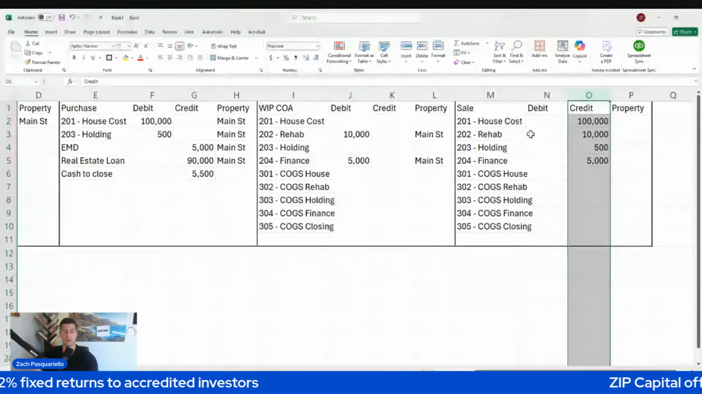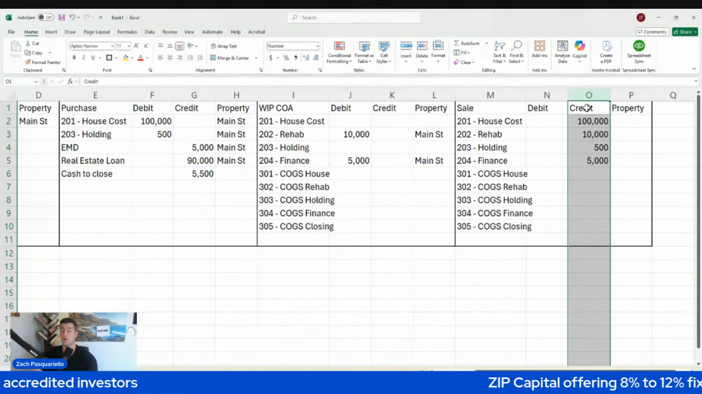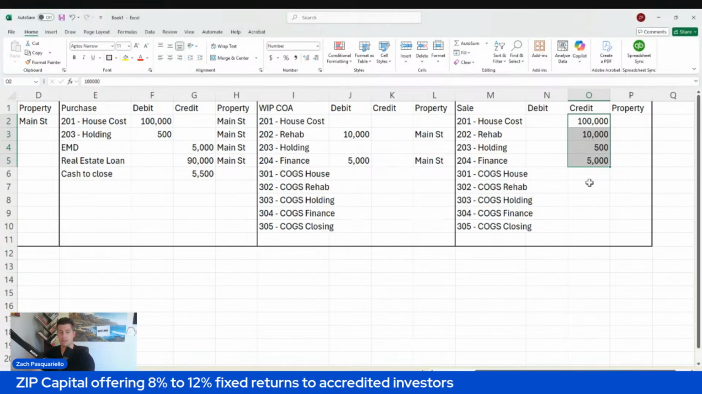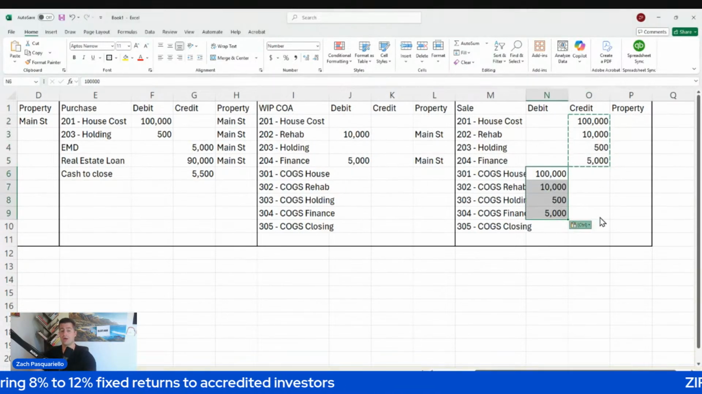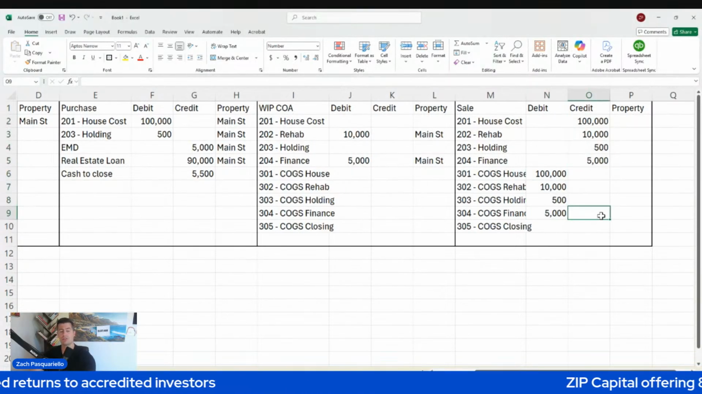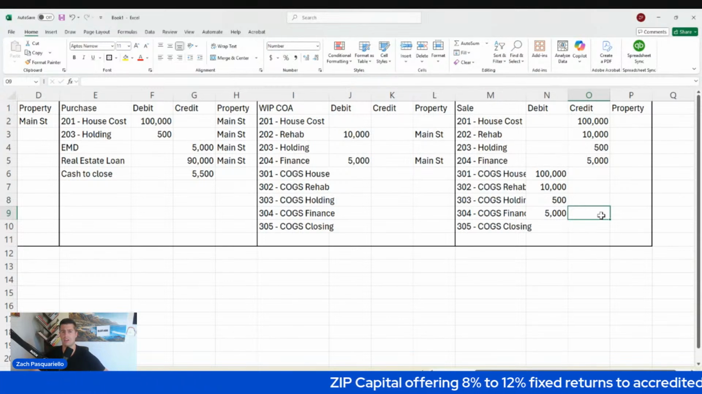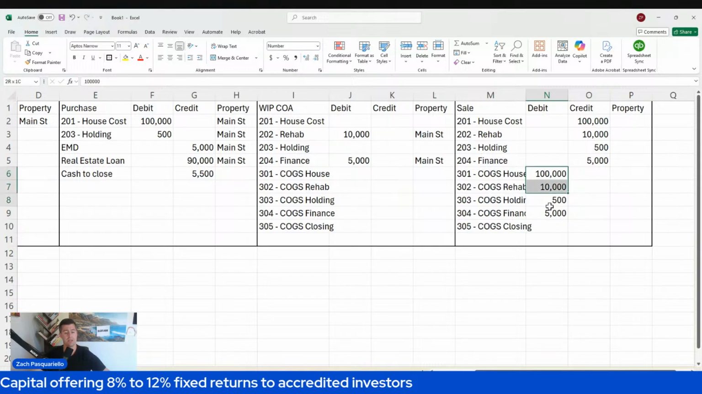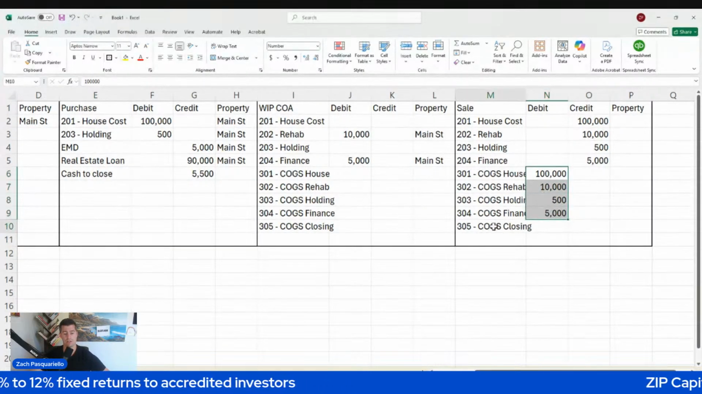Okay, we're good. So now we just do the same thing. We're crediting the WIP account, and now we need to debit the COGS account. So we're just going to take all of these and move them right here. So right now our journal entry is equal, 0, 0. No cash has been exchanged. It's just a balance sheet. Think of it like an adjusting journal entry to move this property off the balance sheet and now onto the P&L. So now we have all these COGS.